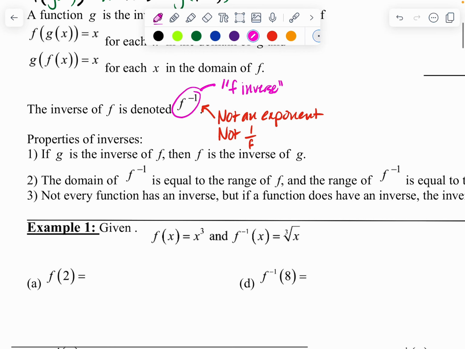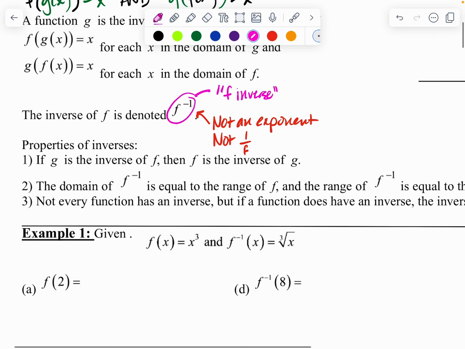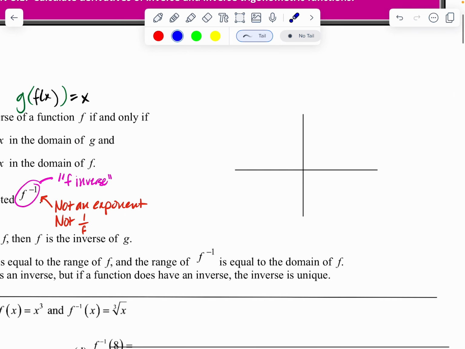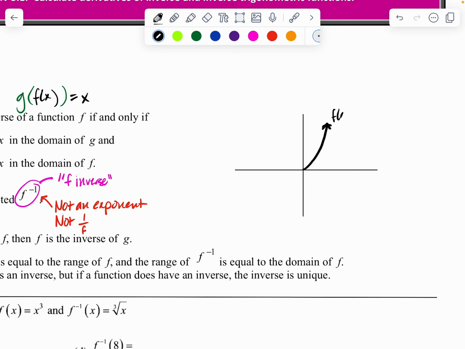Some properties of inverses. If g is the inverse of f, then f is also the inverse of g. The domain of the inverse is equal to the range of the function and vice versa. So let's look at a graph real quick. Let's say we have the graph of f of x, and let's say it just happens to look like this. We'll call this f of x, and it goes through the point (2, 4). So we would say that f of 2 equals 4.